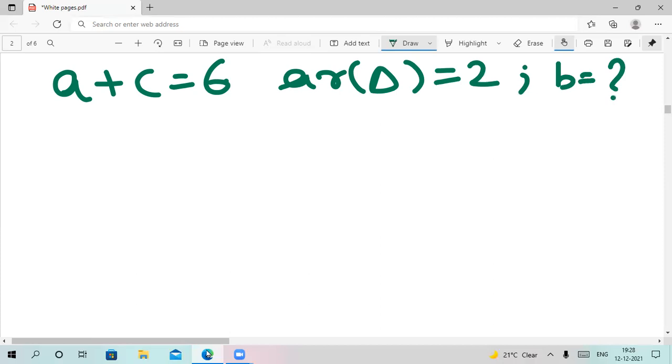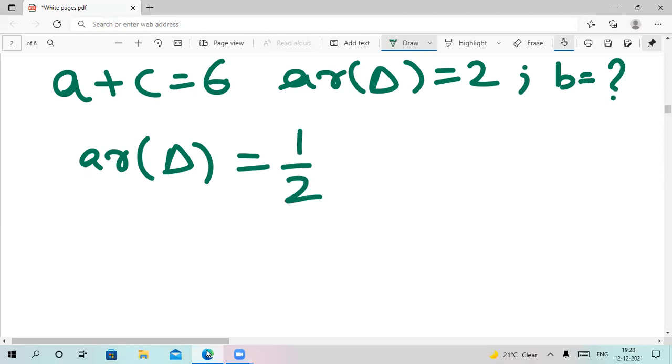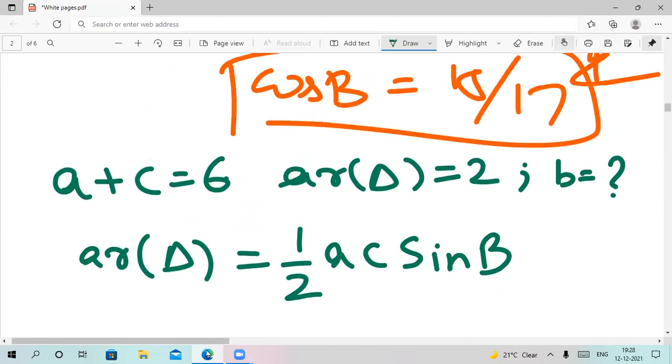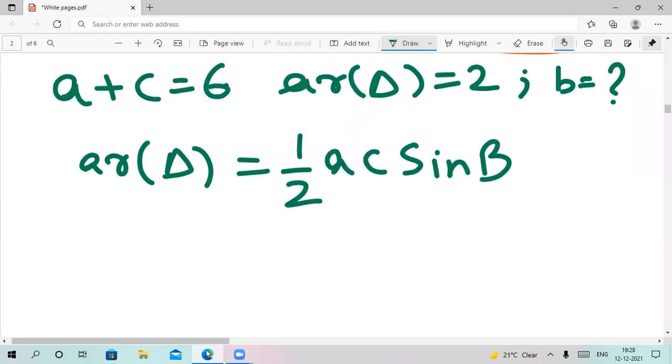I can express the area of a triangle as half times, what I can do here, I can write it as AC sine B. Okay, it is quite nice to do so. I do not know the value of A or C, but I know the value of cos B. I've just figured out that it has a value of 15 by 17. I just need to remember it always.